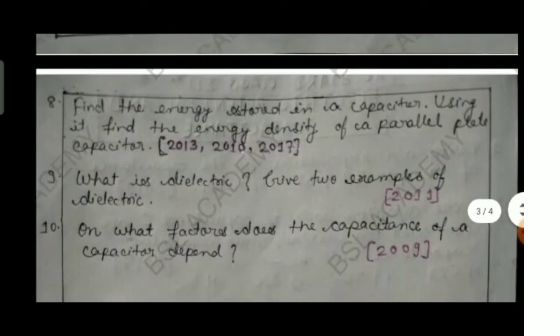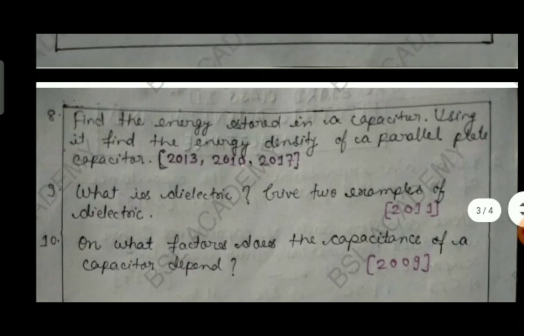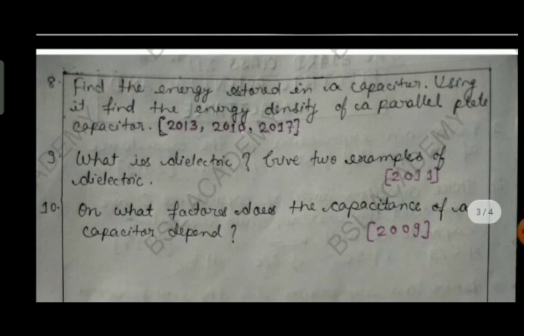Question number 8. Find the energy stored in a capacitor. Using it, find the energy density of a parallel plate capacitor, which was asked in 2013, 10 and 17. So this one is also a VVI question.